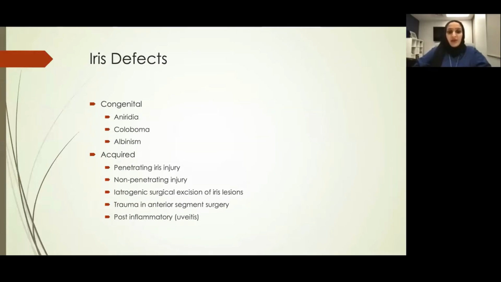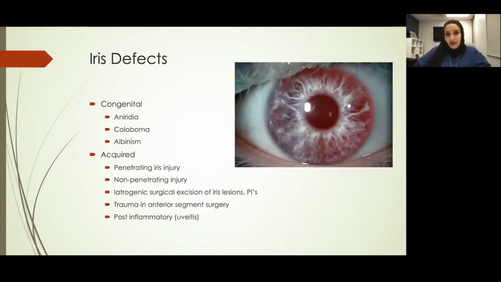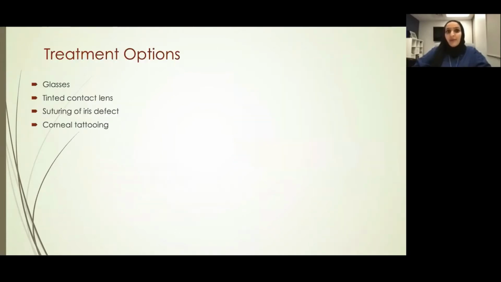Iris defects, as we know, can be congenital or acquired. Congenital iris defects include aniridia, iris coloboma, and patients with albinism, where they have a good stroma but don't have a functional pigment epithelial layer. Acquired causes include penetrating and non-penetrating iris injuries, iatrogenic surgical excision of iris lesions, PIs, whether surgical or laser, trauma in anterior segment surgery, and post-inflammatory uveitis, where we lose a lot of our pigment. Treatment options include non-invasive glasses and tinted contact lenses.